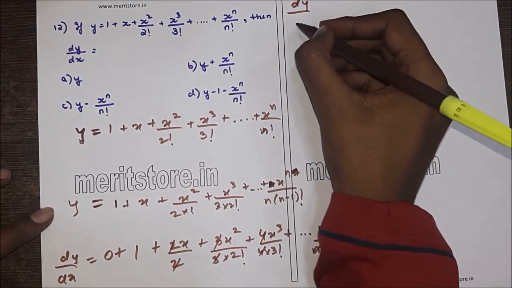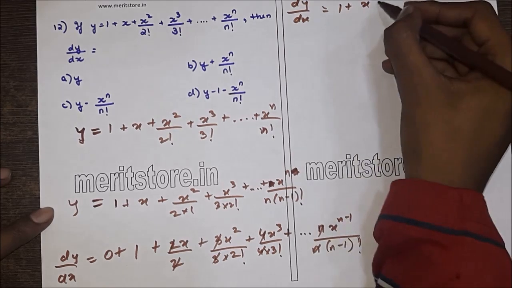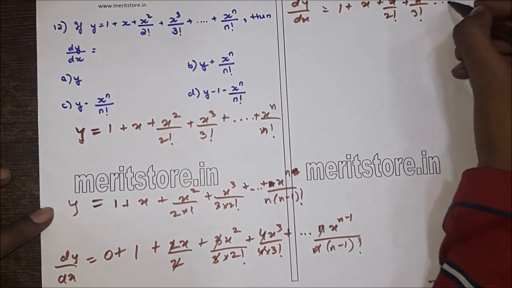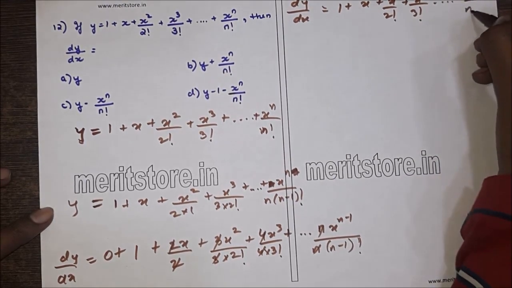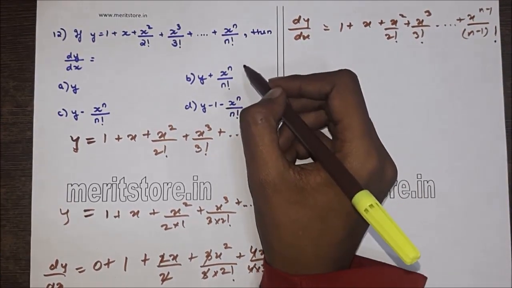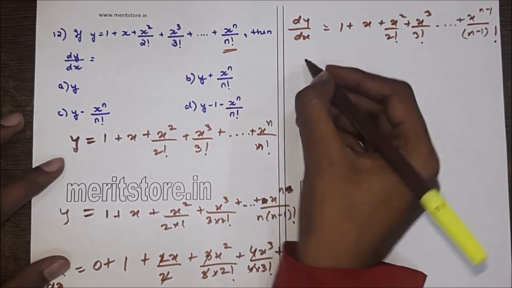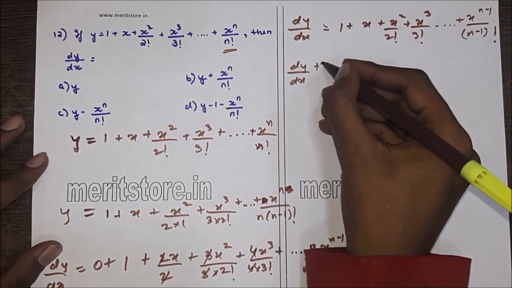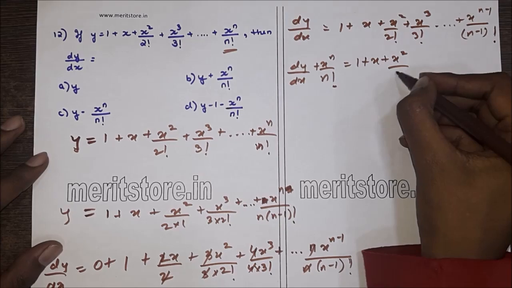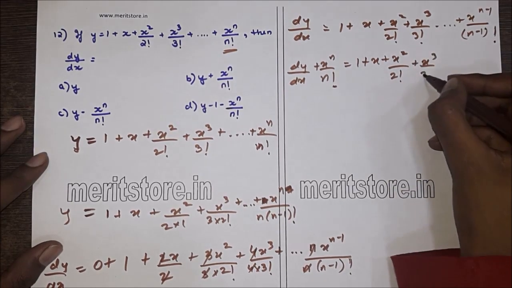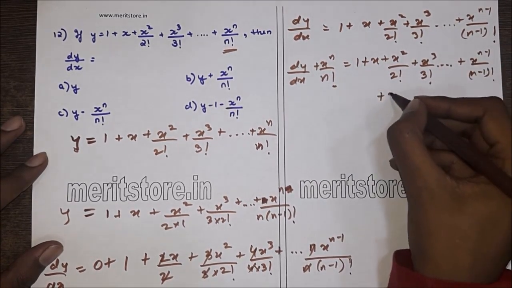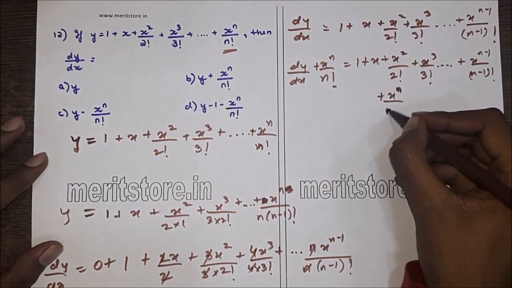We get dy by dx is 1 plus x square by 2 factorial plus x cube by 3 factorial, so on and so forth till x raised to n minus 1 upon n minus 1 factorial. So we are missing one term, which is x raised to n by n factorial. So we'll add this term to both sides. So we get dy by dx plus x raised to n by n factorial is equal to 1 plus x square by 2 factorial plus x cube by 3 factorial till x raised to n minus 1 upon n minus 1 factorial plus x raised to n upon n factorial.